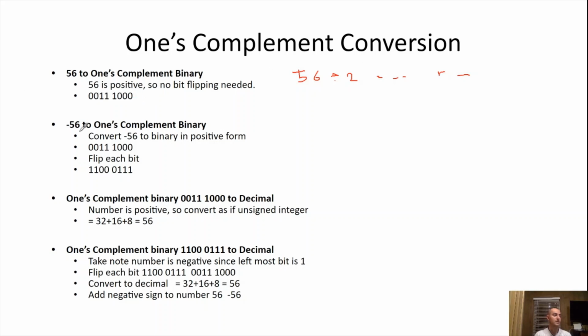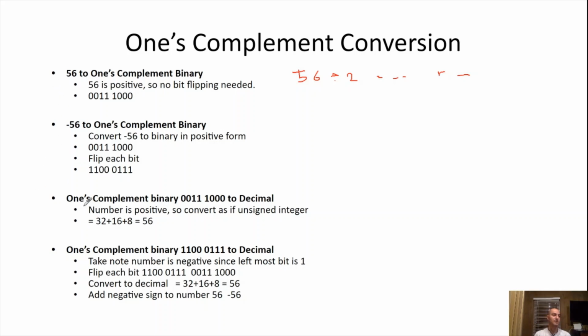But other than that, you don't change anything. What if it was minus 56? So these first two steps are actually the same. And after that, to show that it is a negative number, and that's the one's complement rule, you basically flip every bit. So it's going to be basically the inverse of this. So 1 1 0 0 0 1 1 1.